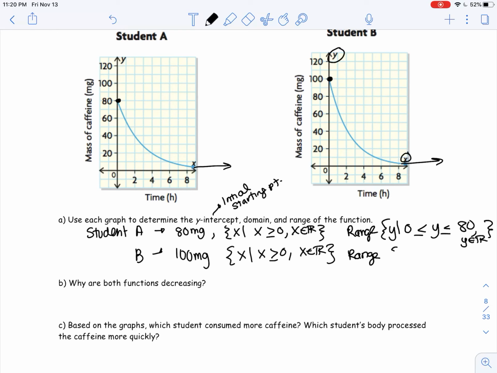Now let's look at the range for student B. It's going to be slightly different. The y is going to go in the middle because there's a small value and a high value that we have to look at. So our smallest value is where the mass of the caffeine will be 0, up to the maximum caffeine that we can have in our body, in this case going from 0 to 100. So it's going to go up to 100, comma, y ∈ R.